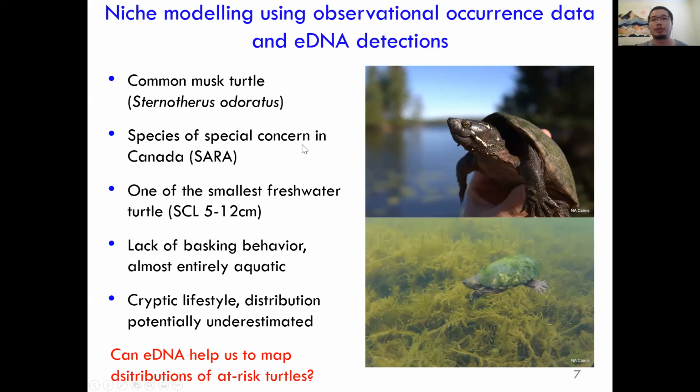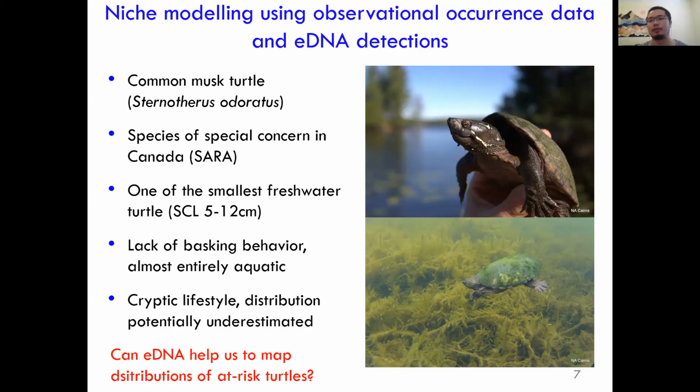It's one of the smallest turtles in the world, about the size of a hand. And it's also a species of special concern in Canada. Compared to other turtles, this turtle has this unique behavior of not basking. So in the summertime, the turtle will always hide under the water.